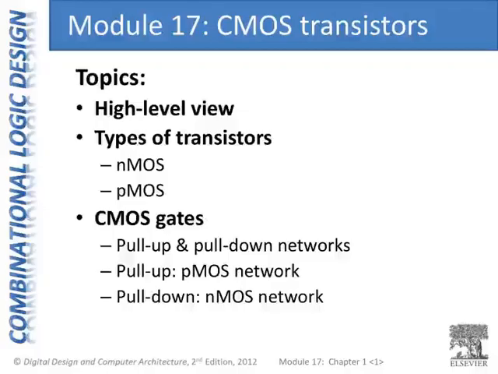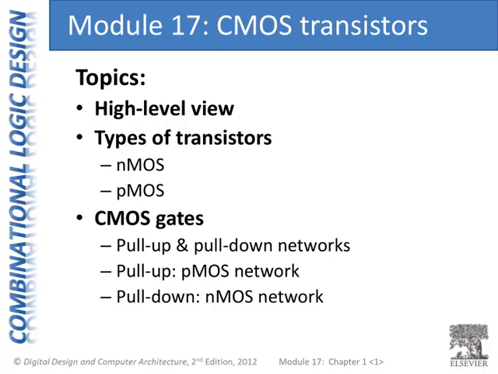Today we're going to talk about CMOS transistors, and these transistors are the building blocks for digital circuits. So we'll start with the high-level view, and then we'll dive into the different types of transistors. There are two types of transistors, NMOS and PMOS transistors, and gates. So for example, an AND gate, a NAND gate, a NOT gate. Those gates are made from a combination of both types of transistors, NMOS and PMOS.